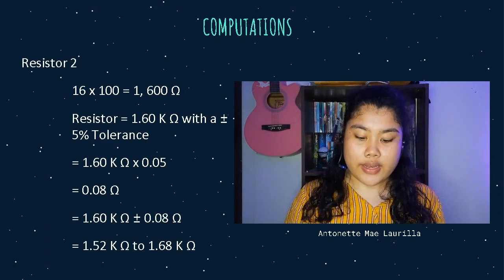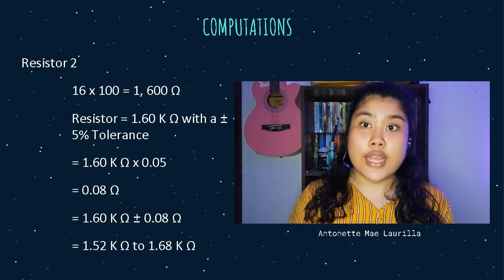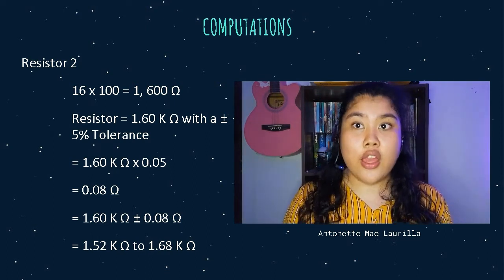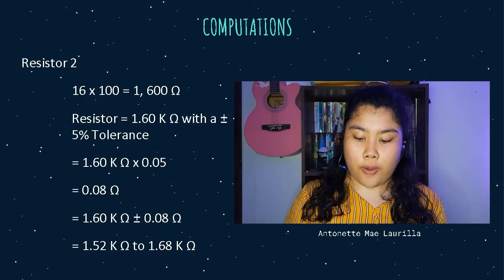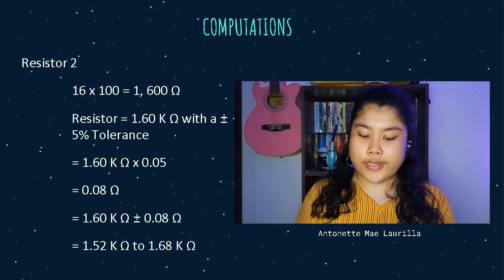For resistor 2, the first band brown has the value of 1, the second band blue has the value of 6, and the third band red as the multiplier has the value of 100. Thus, 16 times 100 is equal to 1600 ohms, which we converted to 1.60 kilo ohms with a plus minus 5% tolerance.